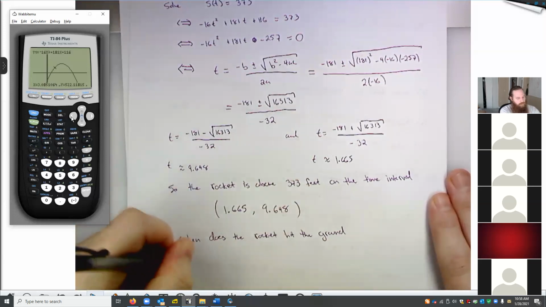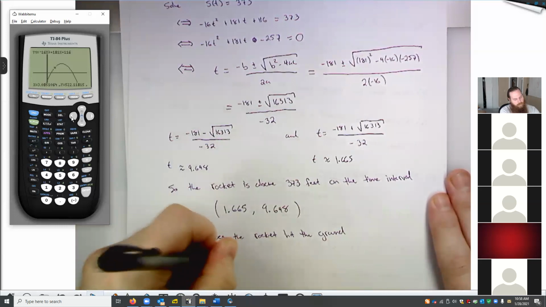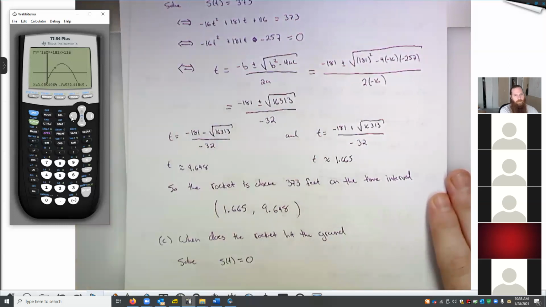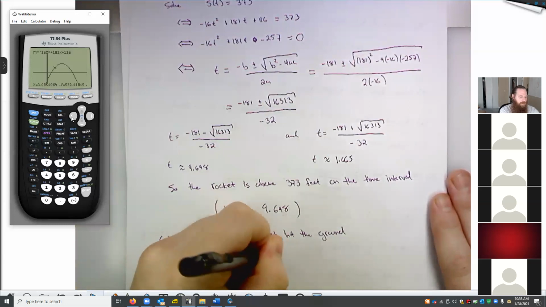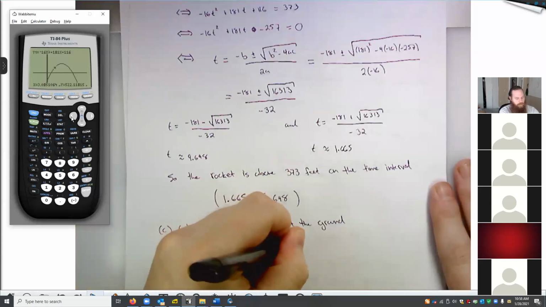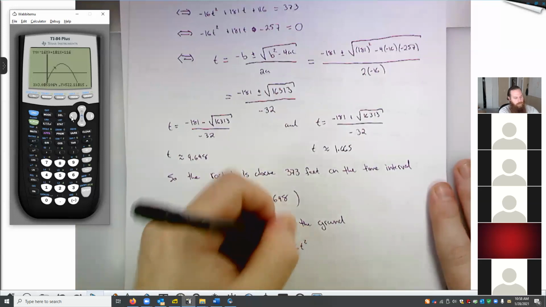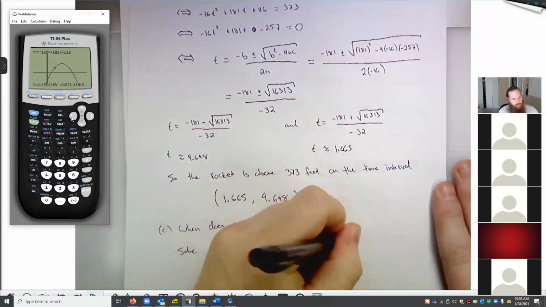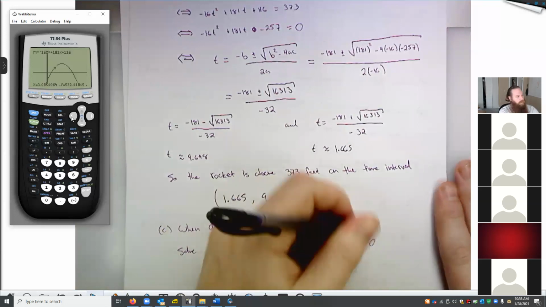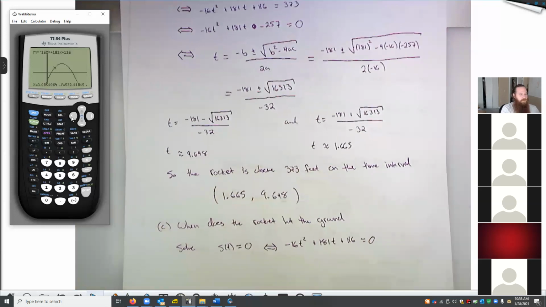We need to solve the equation S of t equals 0, right? S of t is the height. So the rocket hits the ground when its height is 0. That means we need negative 16 t squared plus 181 t plus 116 to be equal to 0. This is going to be another quadratic formula thing.